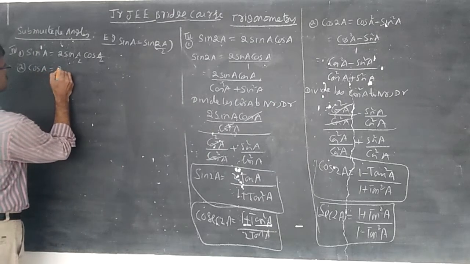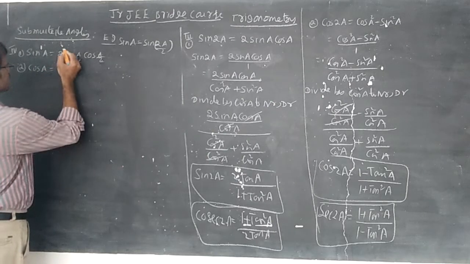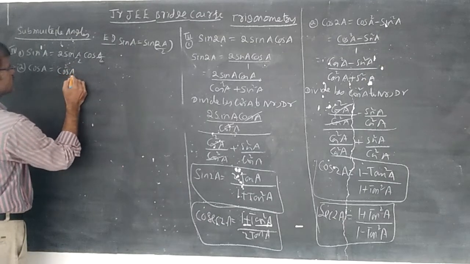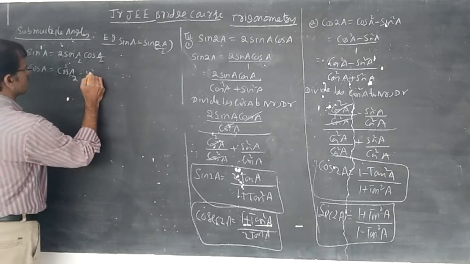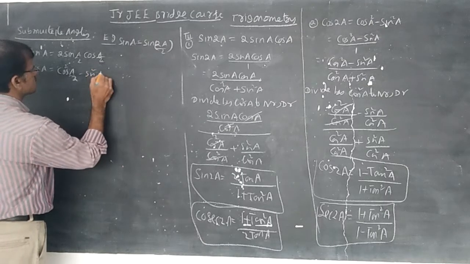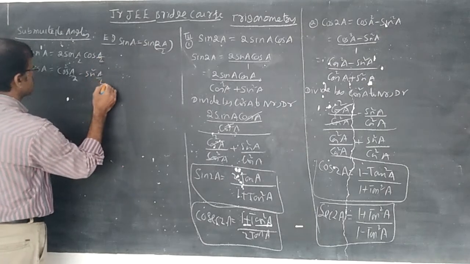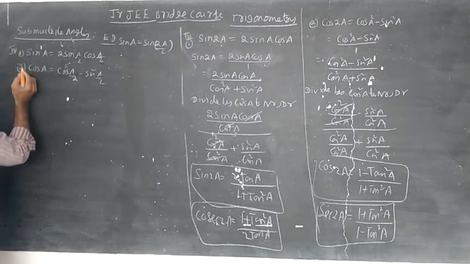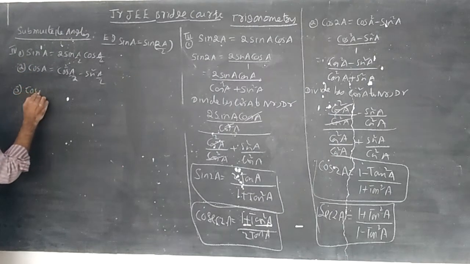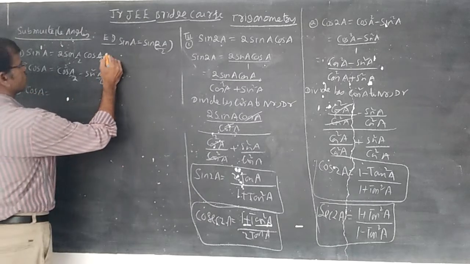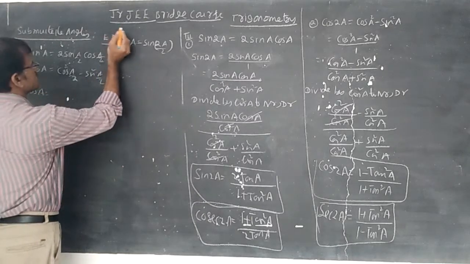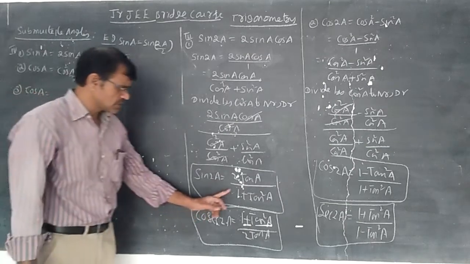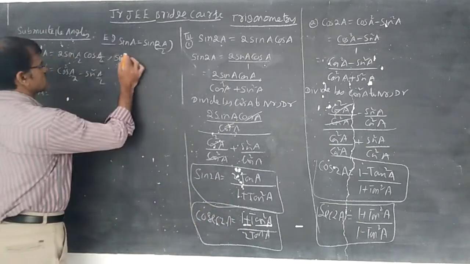Cos A is equal to cos square A by 2 minus sin square A by 2. Third one, students, in the similar way, for cos A we got 3 formulas. Of course, here also for sin 2A we just proved that sin 2A has 2 tan A by 1 plus tan square A.